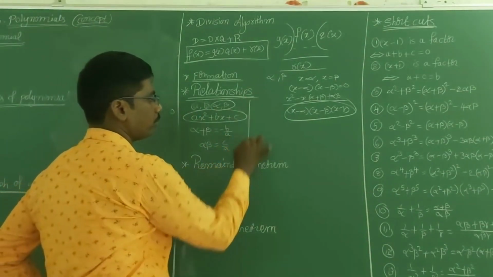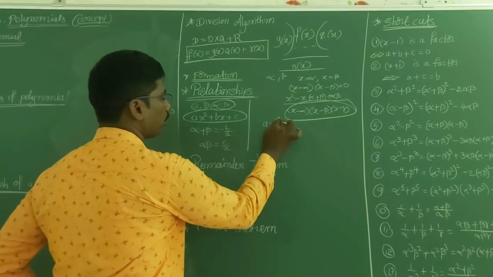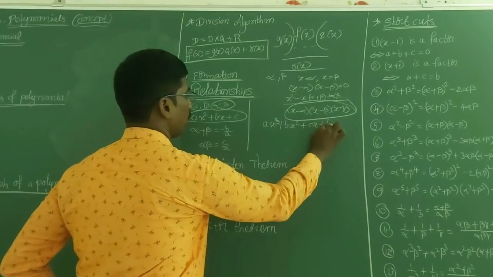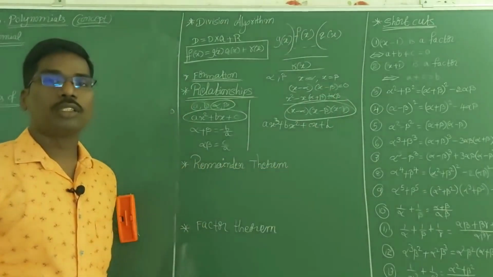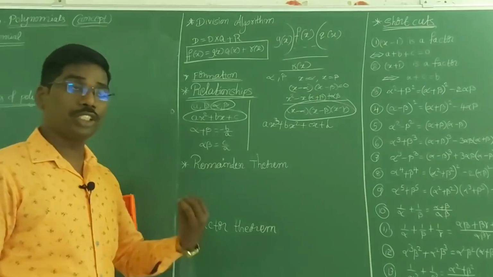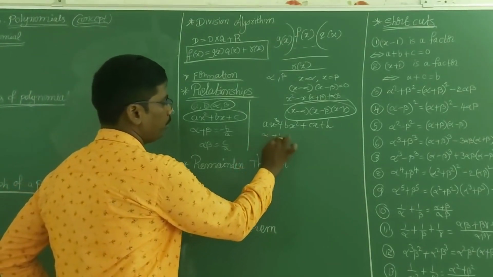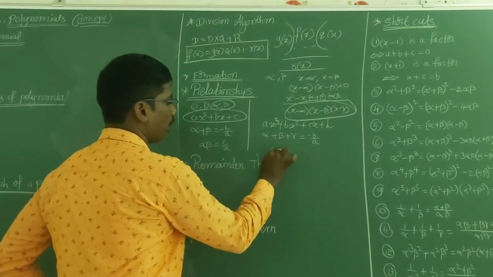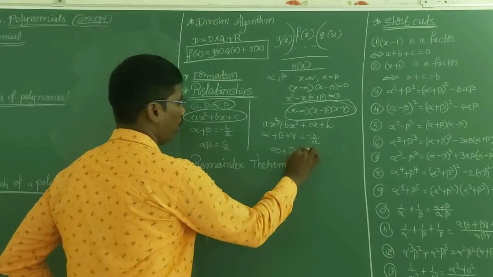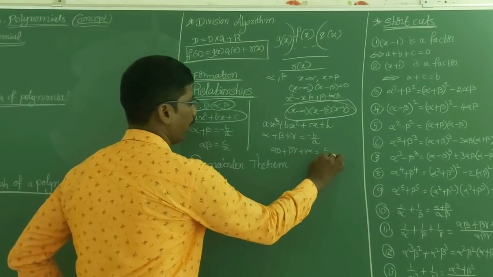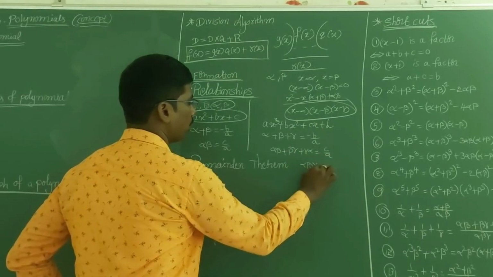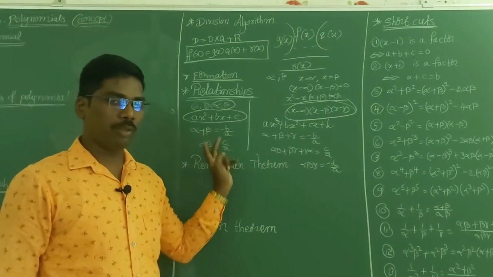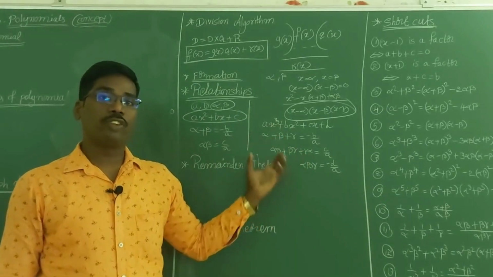Next, ax cube plus bx square plus cx plus d is a cubic polynomial. Then the relation between coefficients and zeros: alpha plus beta plus gamma is equal to minus b by a. Alpha beta plus beta gamma plus gamma alpha is equal to c by a. Alpha into beta into gamma is equal to minus d by a. These 5 formulas are very important: minus b by a, c by a, minus b by a, c by a, and minus d by a.